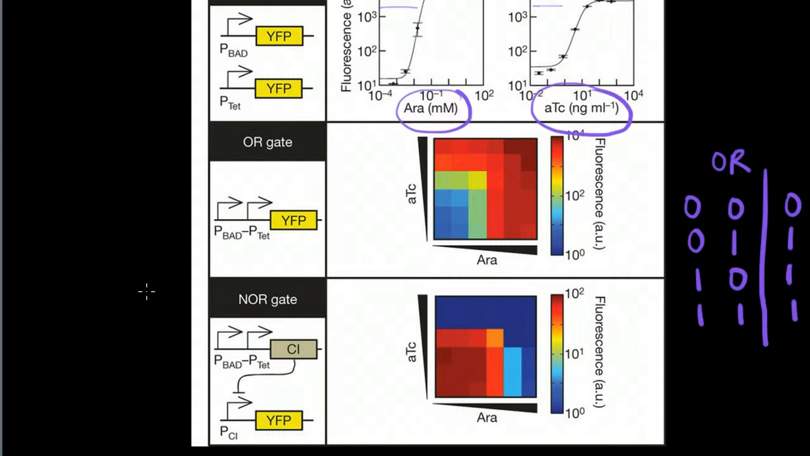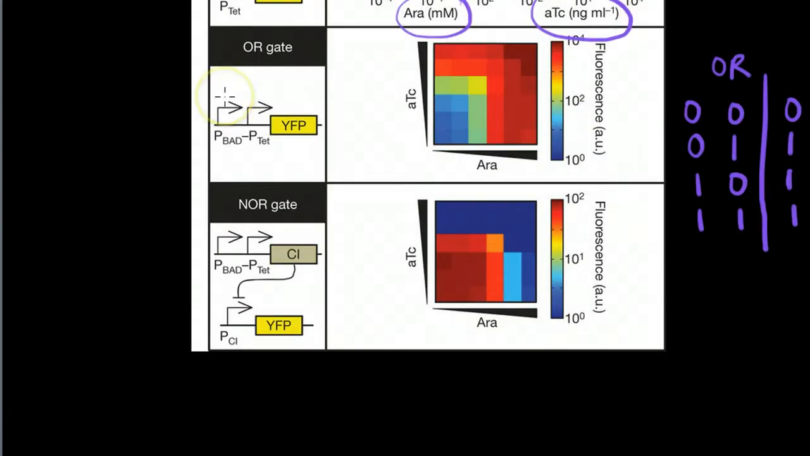So now, to convert the OR gate into a NOR gate, the CI repressor gene is placed under the control of PBAD and PTET, and YFP is expressed from a second plasmid under the control of this CI repressible promoter.